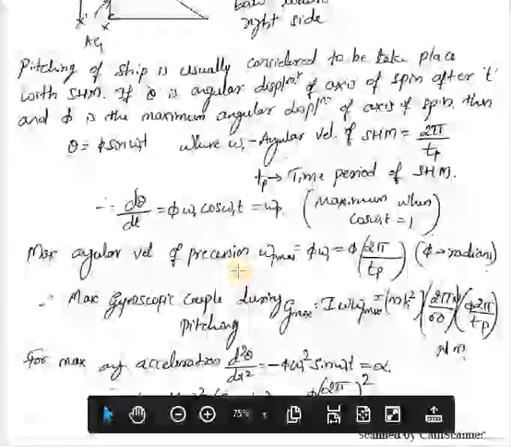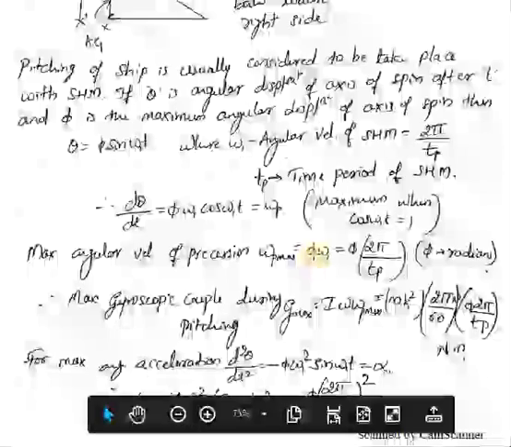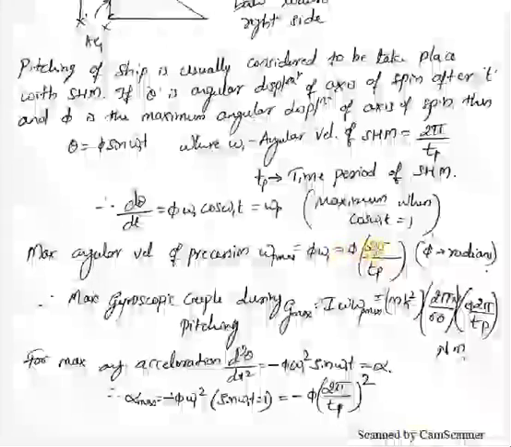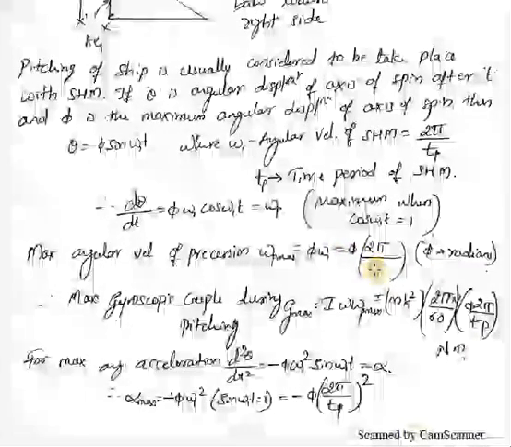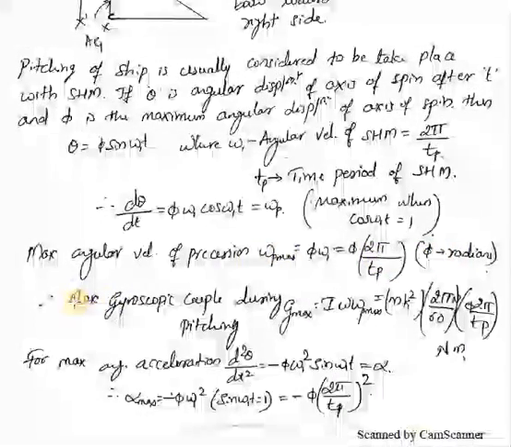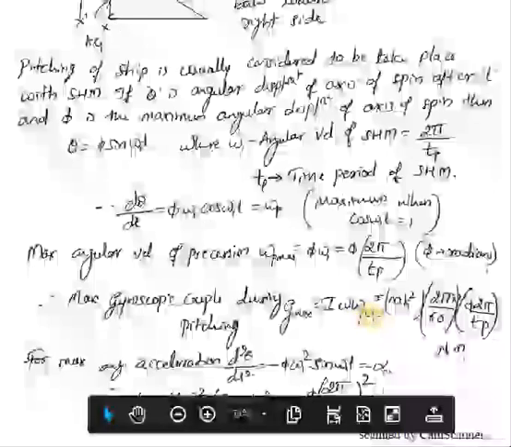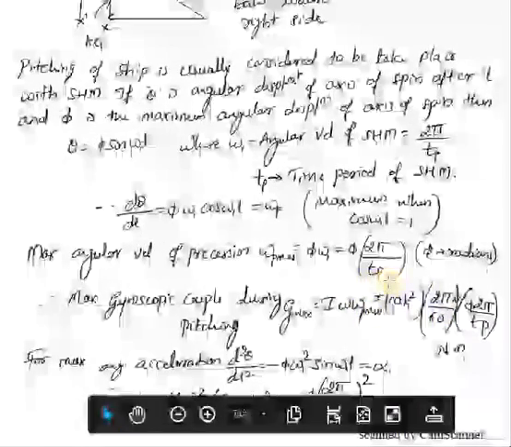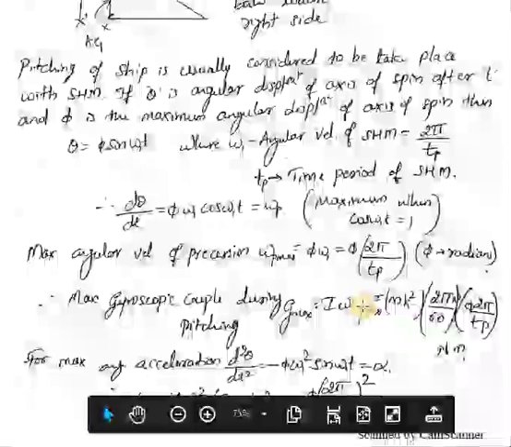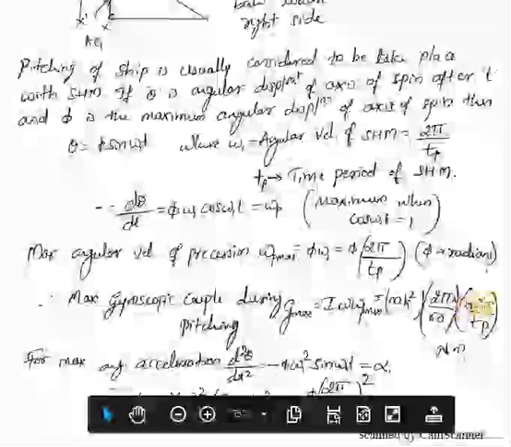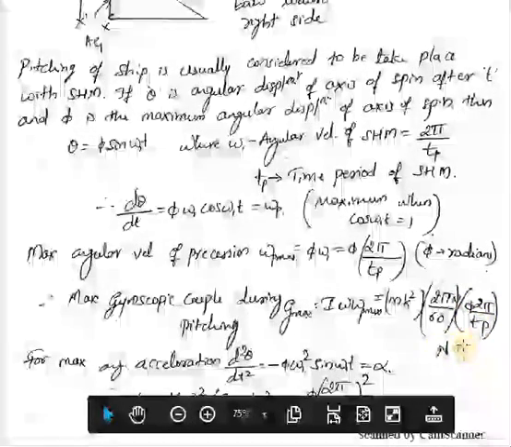The maximum angular velocity of precession, omega p max, is given by phi into omega 1, and we can replace omega 1 by 2 pi by tp, the time period, where in this equation phi should be in radians. The next one is the maximum gyroscopic couple during pitching, G max, given by I into omega p max. Again here you have to use the same equation; the only difference is that while writing the equation for omega p, there you used to write it as V by R. Here it is phi into 2 pi by tp, and the unit remains the same.